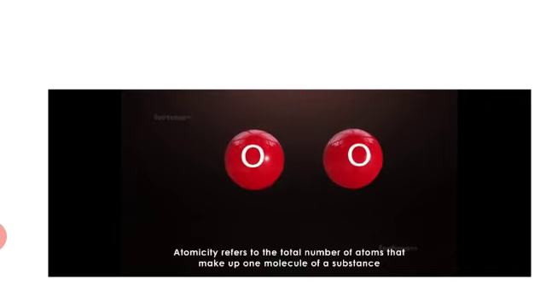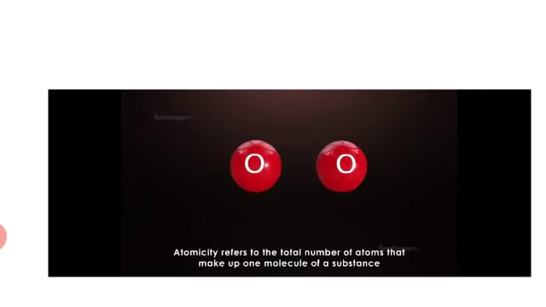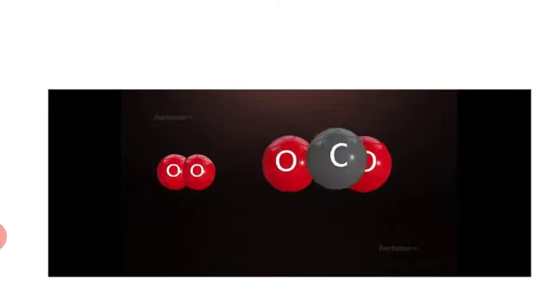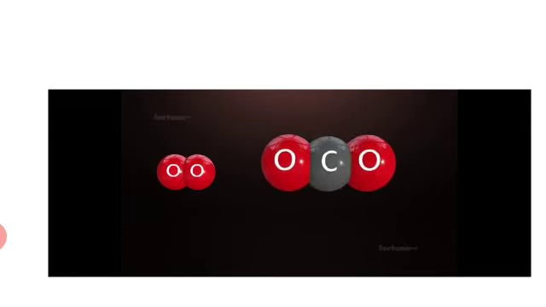Atomicity refers to the total number of atoms that make up one molecule of a substance. Molecules are atoms that are connected to one another by bonds. Molecules can form when atoms of the same substance combine. They can also be formed by a combination of atoms from different substances.